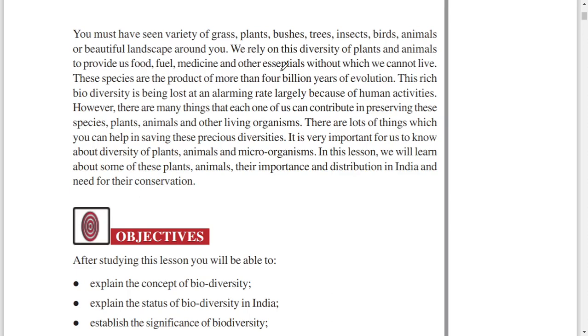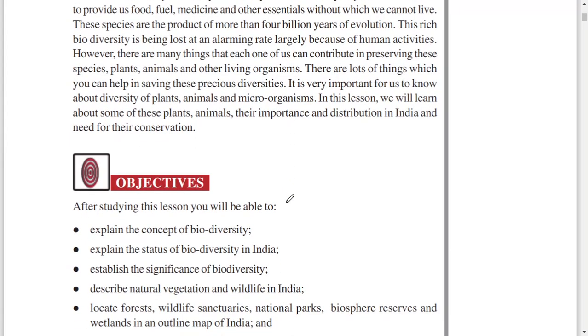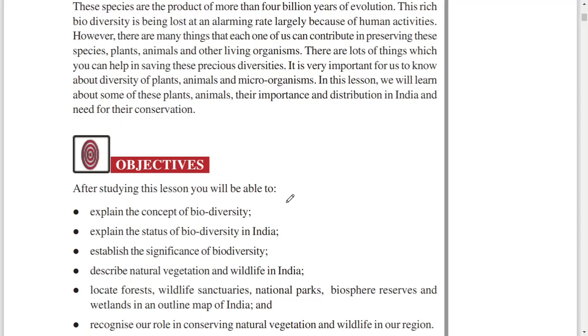which we cannot live. These species are the product of more than 4 billion years of evolution. This rich biodiversity is being lost at an alarming rate, largely because of human activities. However, there are many things that each one of us can contribute in preserving these species, plants, animals and other living organisms. There are lots of things which we can do for saving our precious diversities.